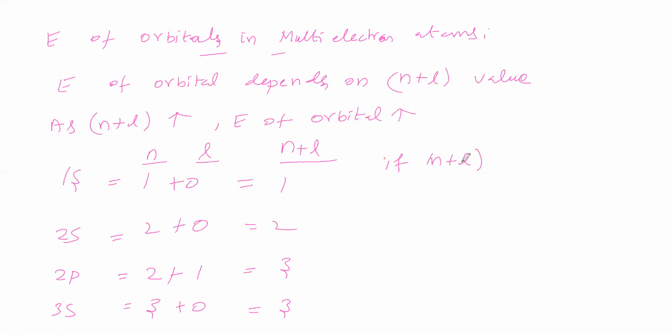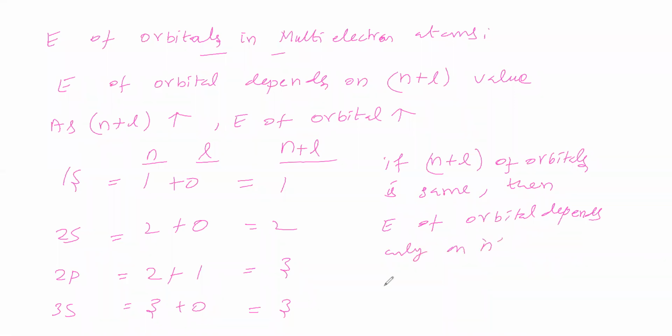If the n plus L value of orbitals is the same, then the energy of the orbital depends only on the principal quantum number. As the principal quantum number increases, the energy of the orbital also increases. This applies when the n plus L value remains the same: we look at the principal quantum number, and based on it we decide the energy of the orbital. As the principal quantum number is higher, the energy of the orbital is also higher.